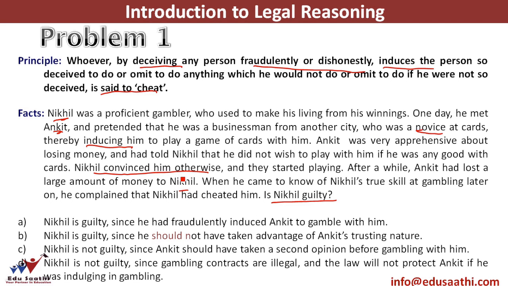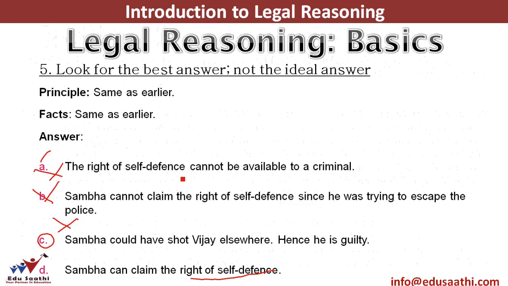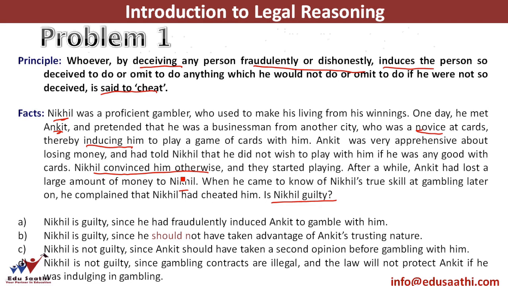Let's take the principles one by one. First was that you must read the principle very carefully. We did it. We have segregated the principles and we are not falling for any kind of emotional trap, right? And lastly, the fifth principle was that we have to look for the ideal answer amongst all these four options. Let's read out the options. First, Nikhil is guilty since he had fraudulently induced Ankit to gamble with him. This actually sounds like a very good option. Let's take other options also.